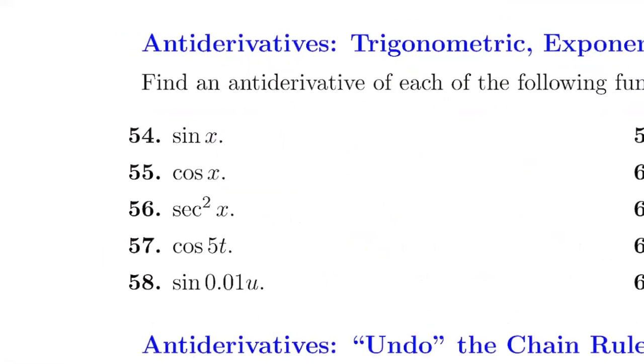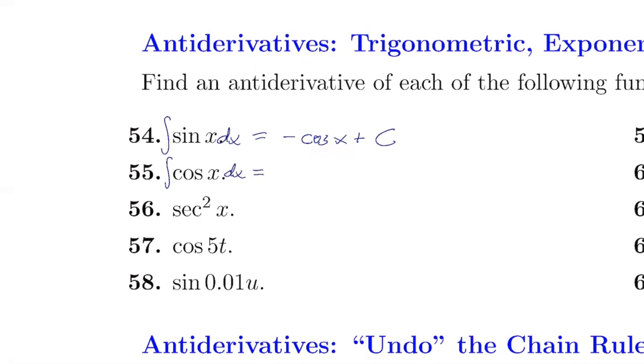Okay, so the integral of sine x dx. Well, the derivative of sine is cosine, but that's not what we want. We want the derivative of something to equal sine, but the derivative of cosine is minus sine. So you should check this, but I claim it's minus cosine x plus c because when you differentiate this cosine, it becomes negative sine, and then this negative sign will cancel out that. Okay.